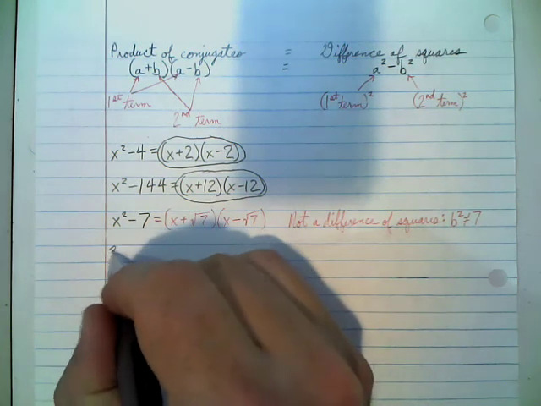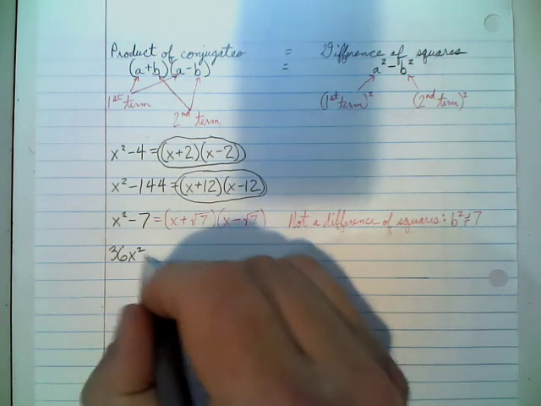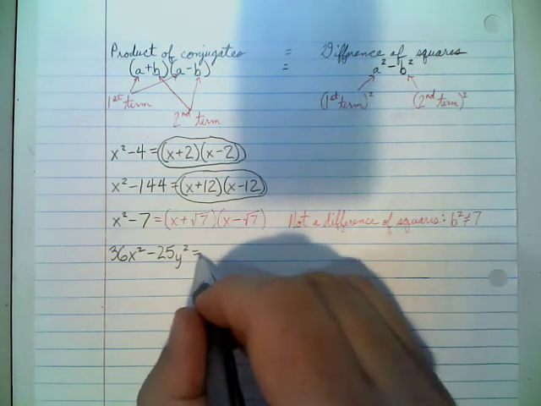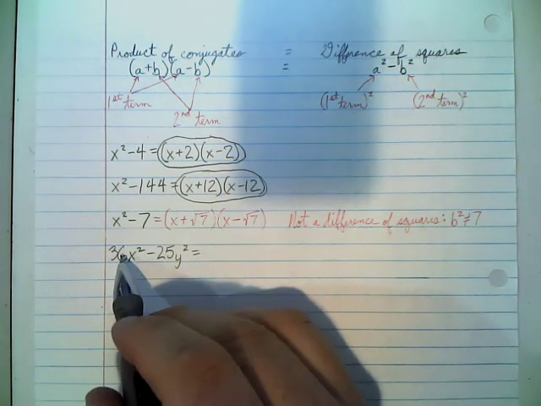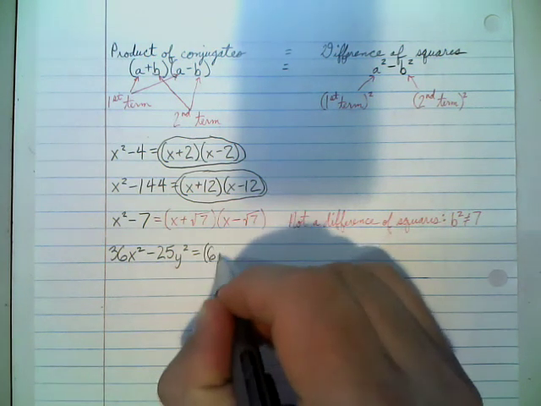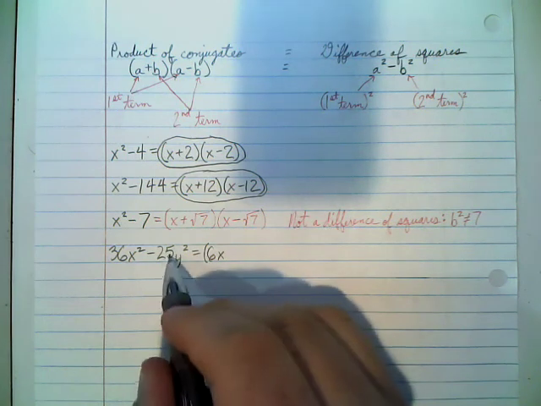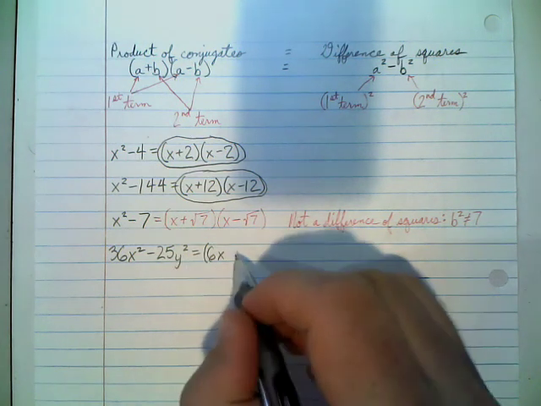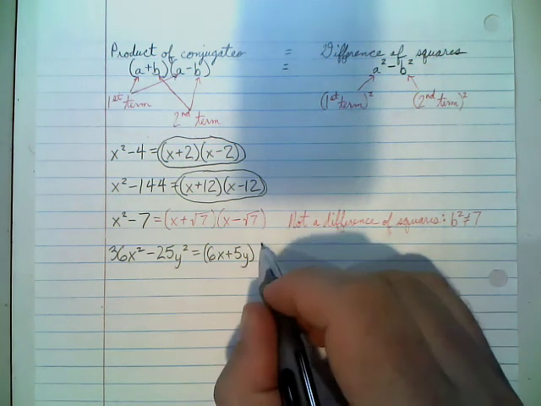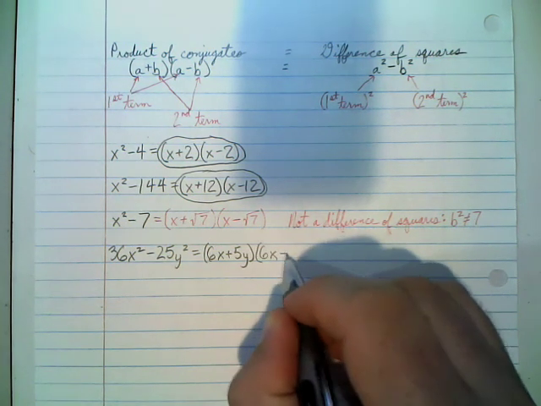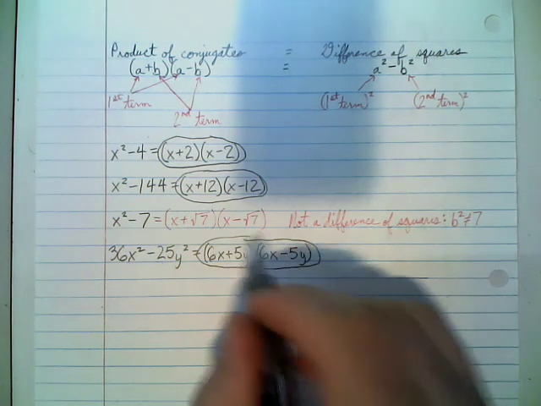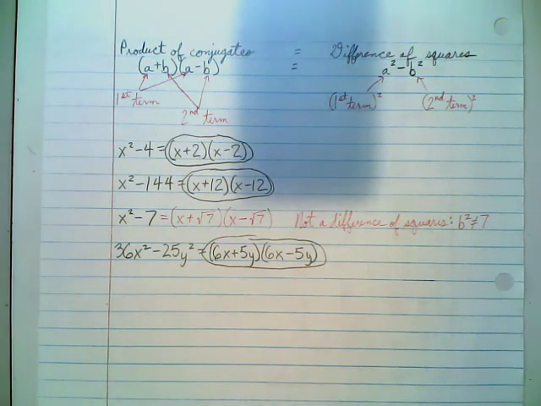Moving on, next example, 36x squared minus 25y squared. Well, this is the square of 6x. This is the square of 5y. And it is a difference, so therefore we can turn this into conjugates. 6x plus 5y times 6x minus 5y.